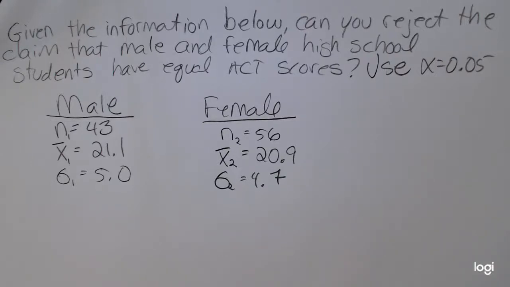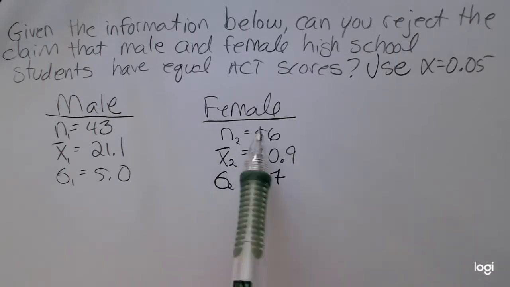This is a hypothesis test between two population means for independent samples when both population standard deviations are known. Given the information below, can you reject the claim that male and female high school students have equal ACT scores? Use a level of significance of 0.05.